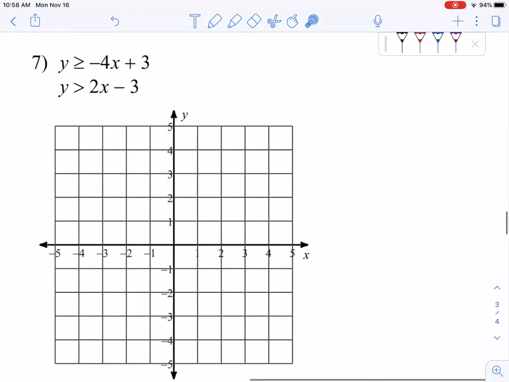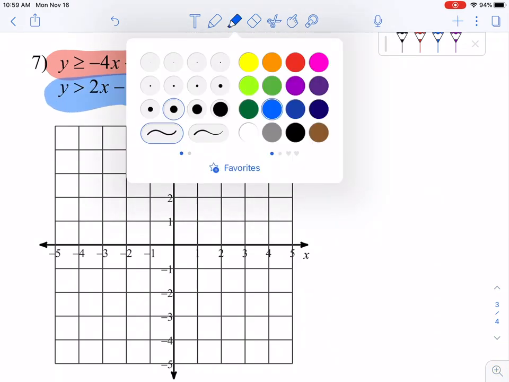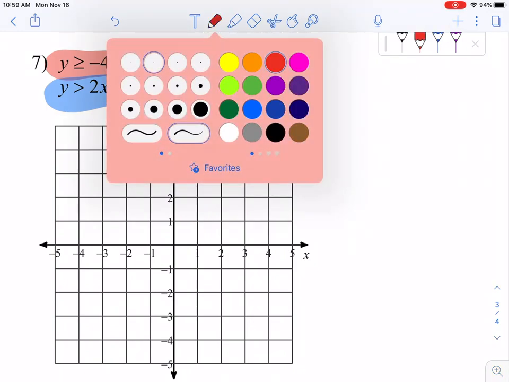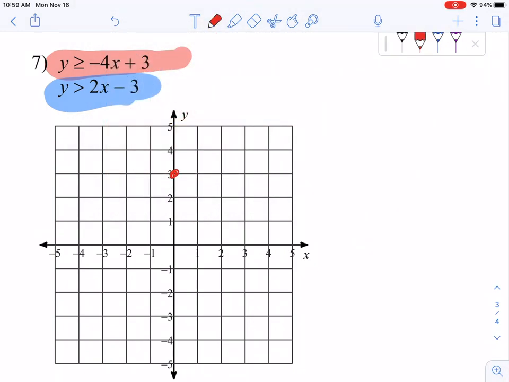All right, let's just take a look at one more here. So we have a red equation. We have a blue equation. And for our red equation, we're going to begin at +3 and then count down 4, right 1. And that is going to be a solid line because it is equal to. So we only really pay attention to all the information in our first equation first, and then we will change our gears and look at our blue equation.